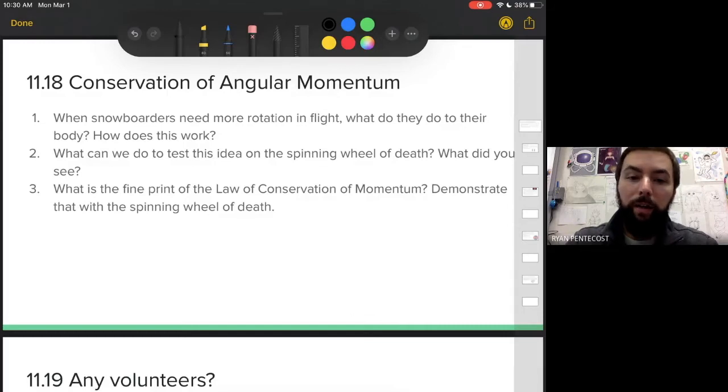Now, I can't demonstrate that with the spinning wheel of death because I would need someone else to exert torque on me in order to do that. And I'm doing this alone during COVID. So no demonstration on that one, and I'm dizzy enough from the initial spin.